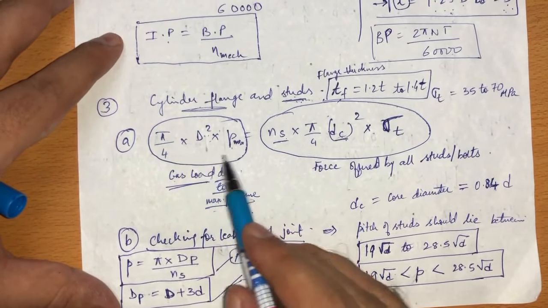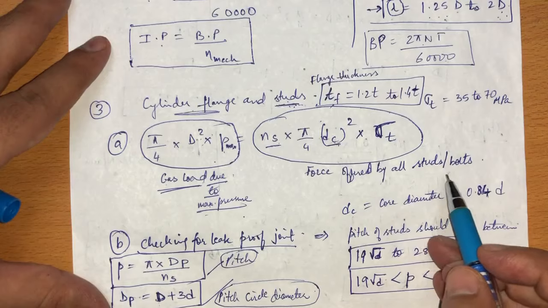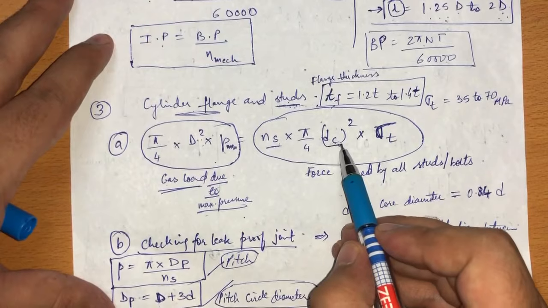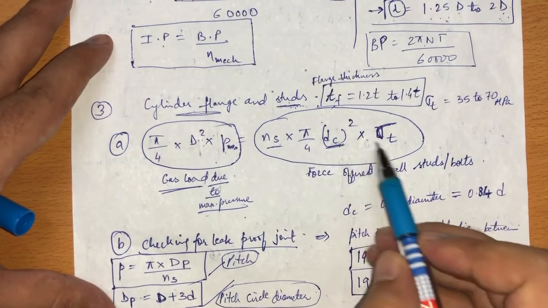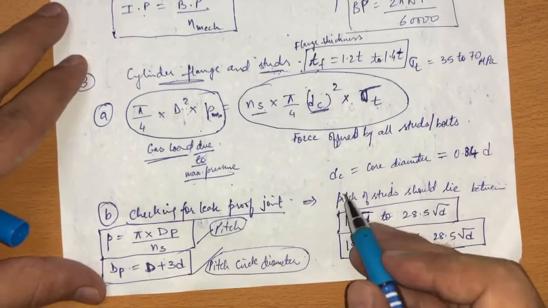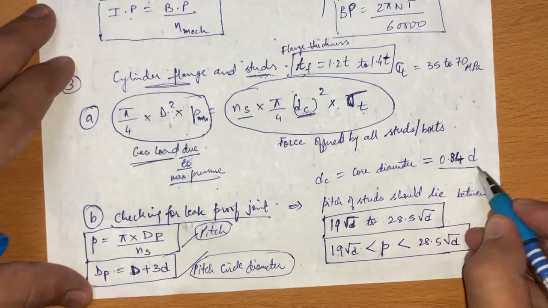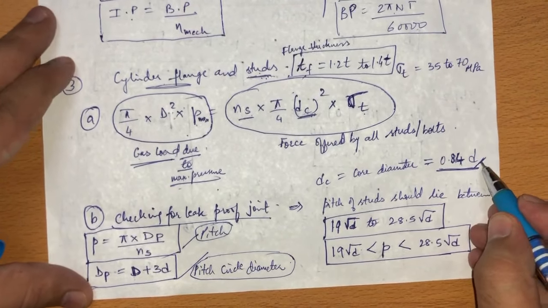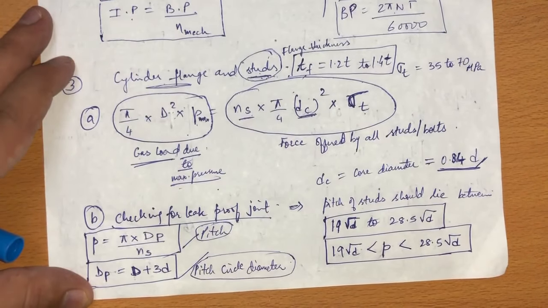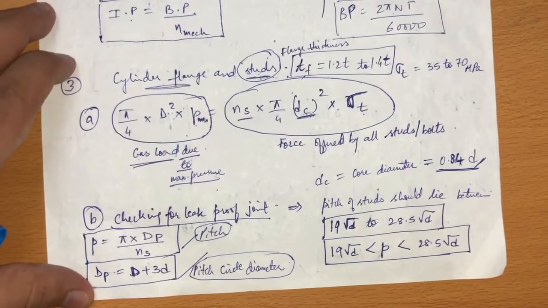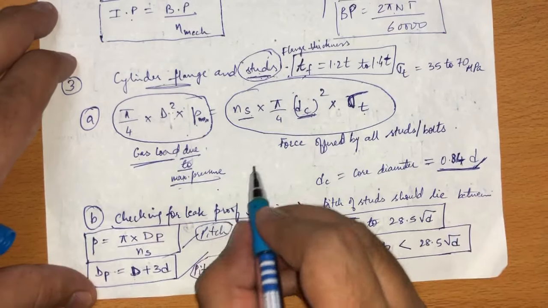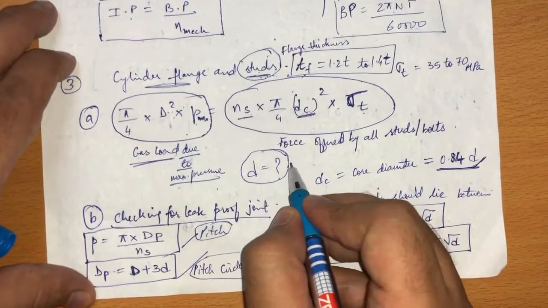Here gas load is equated with the force offered by all the studs or bolts. All the studs are denoted by NS, pi by 4 dc square, the minor or core diameter of the bolt, and sigma t, the tensile strength of the bolts. Further, dc is core diameter, which has a relation with small d, which is the major diameter of the stud, which is required to find in this step, the size of the studs, or to say the major diameter of the studs. After solving this, we will have an answer for small d. Some value of small d will be obtained.